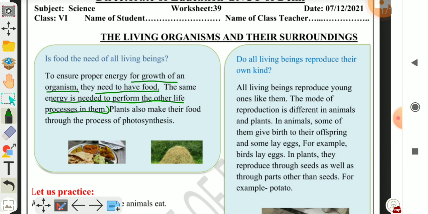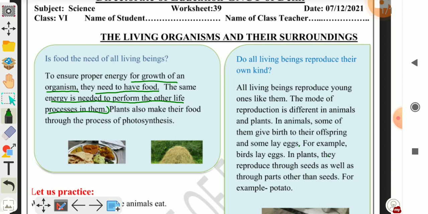Is food the need of all living beings? Yes. To ensure proper energy for growth of an organism, they need to have food. It means food is necessary for living organisms. It provides matter for growth of the body and energy to do work. The same energy is needed to perform the other life processes in them.